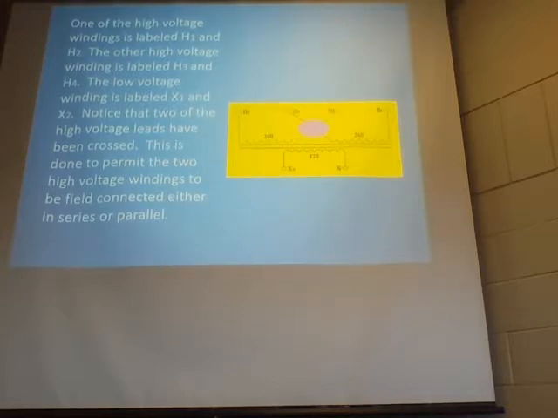Notice that the two of the high voltage leads have been crossed. This is done to permit the two high voltage windings to be field connected either in series or parallel. They're not physically connected, they're just crossed so the connection points are more easily accessible, and you can use jumpers across here to use either 240 or 480 volts.